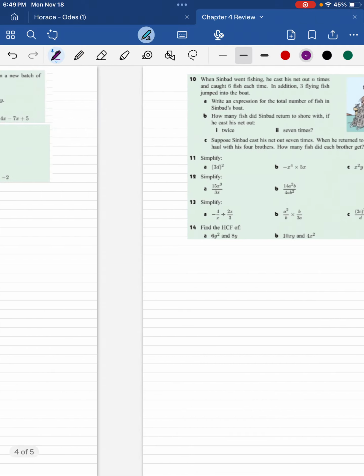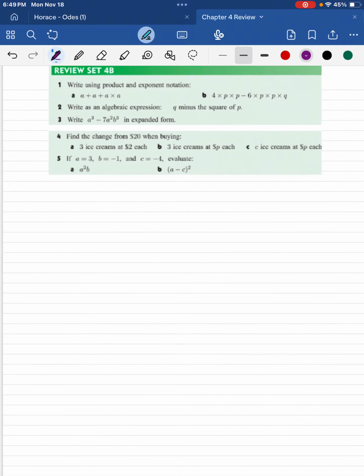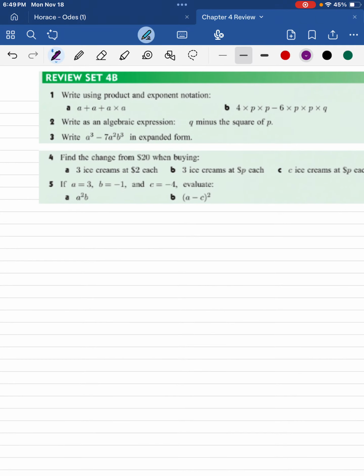Okay, review set B, I'm going to go through really quickly just because it has the same sorts of problems as you saw on the previous review set. The only two that go together are a plus a. I'm going to combine the a plus a, so 1a, is going to be a squared plus 2a, or 2a plus a squared.